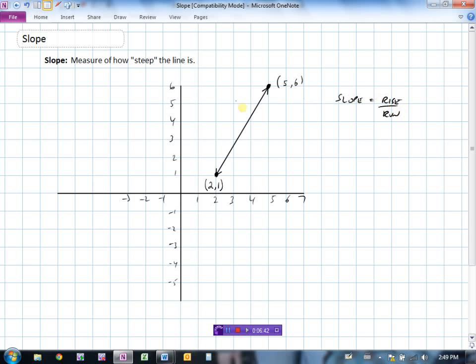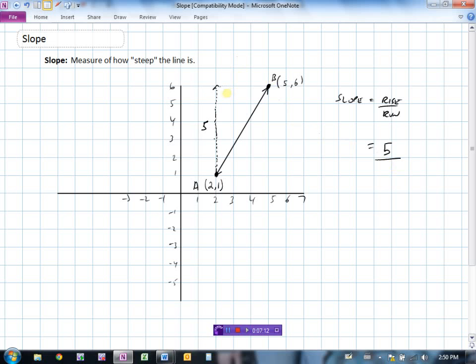So my rise, if I was getting from this point here, we'll call this point A, to point B. So moving from point A to point B, and I always move from left to right, so I'm going to start here at point A. To get to point B, how far up do I need to go? I would need to travel this far. That's 1, 2, 3, 4, 5 units. So I can say then that my rise is 5.